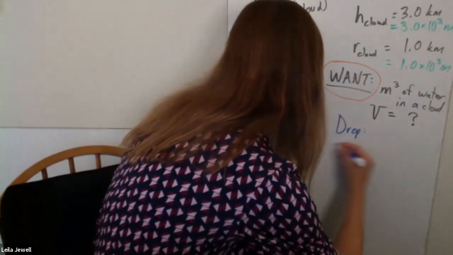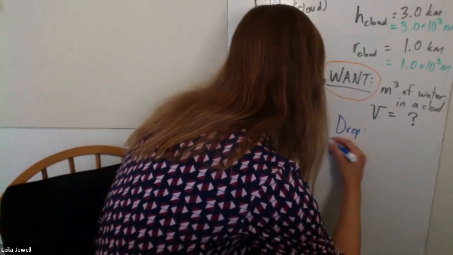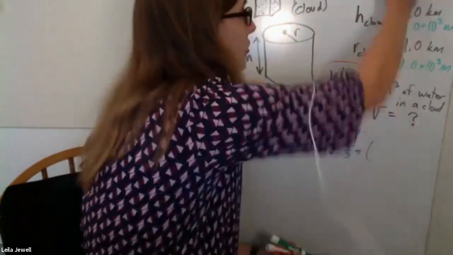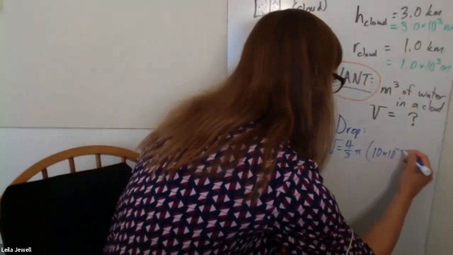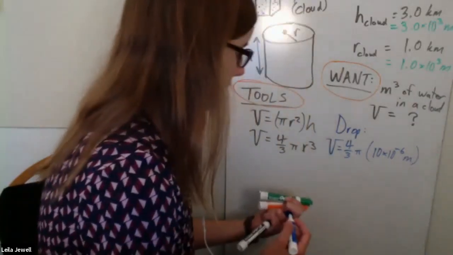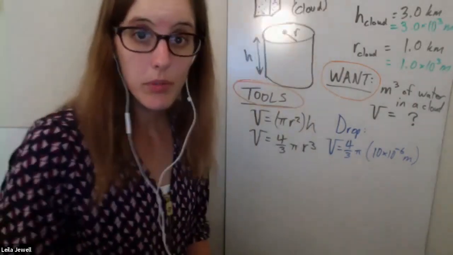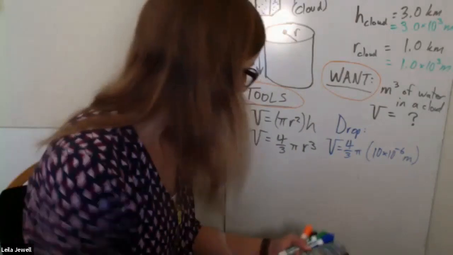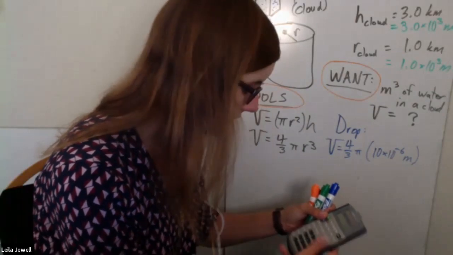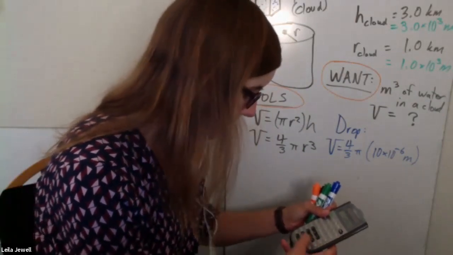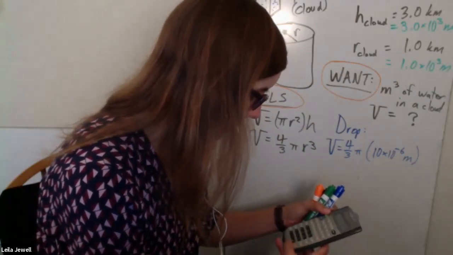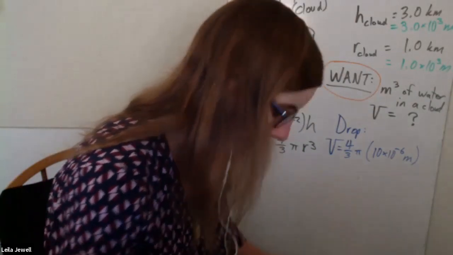So for the drop's volume, we're going to use volume is equal to 4/3 pi times the radius of the drop, which is 10 times 10 to the minus 6 meters. All right, and so we can multiply that out with a calculator. I like to use the EE button. I encourage you to check it out. So 10 EE minus 6 times 4 divided by 3, and then times pi equals a very small number.